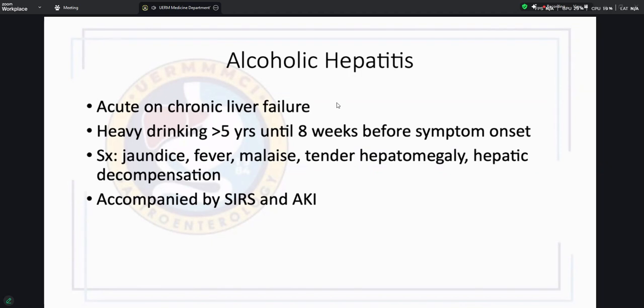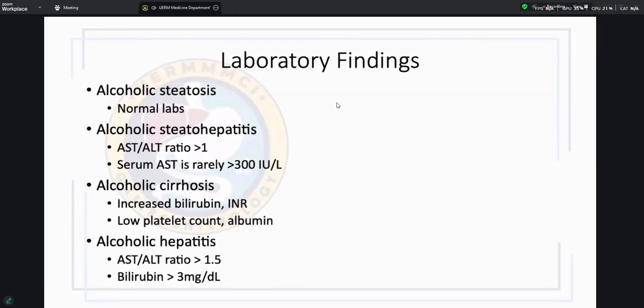The usual presentation is jaundice, often with other signs and symptoms such as fever, body malaise, tender hepatomegaly, and clinical signs of hepatic decompensation such as ascites, bacterial infection, variceal bleeding, and hepatic encephalopathy. Infections occur often in patients with severe alcoholic hepatitis at the time of admission. So alcoholic hepatitis is often accompanied by systemic inflammatory response syndrome and acute kidney injury secondary to hepatorenal syndrome.